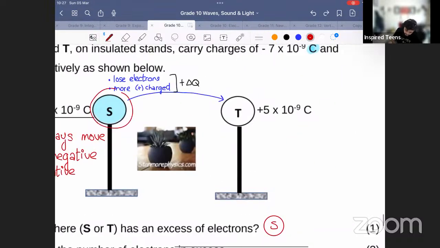So because S is losing electrons, it's becoming more positively charged. Therefore, it has a positive delta Q. It's like giving its electrons to the other one. So because it's giving away electrons, it's becoming more positively charged.